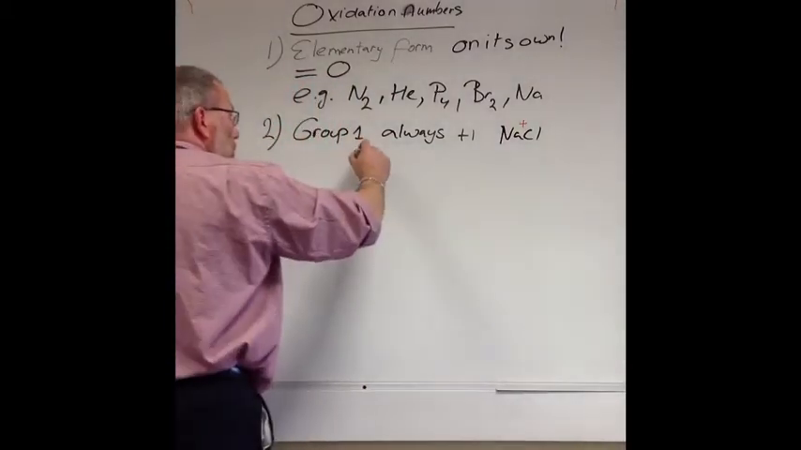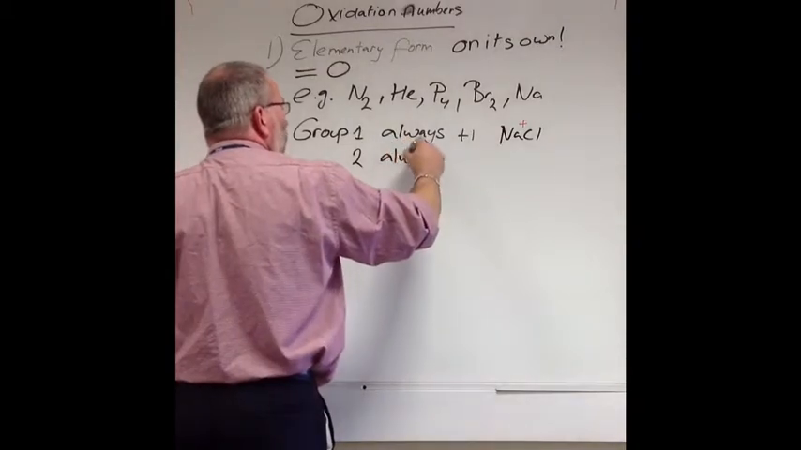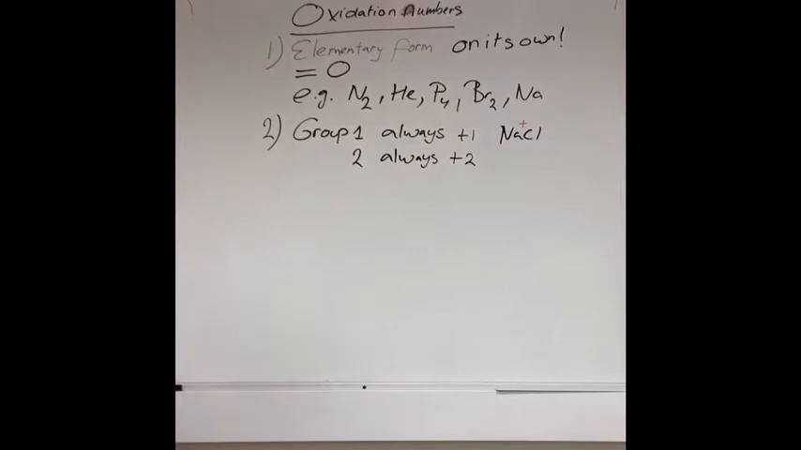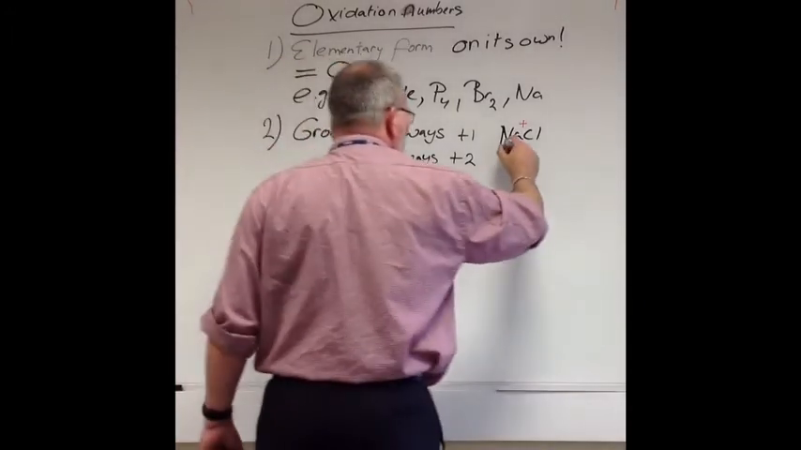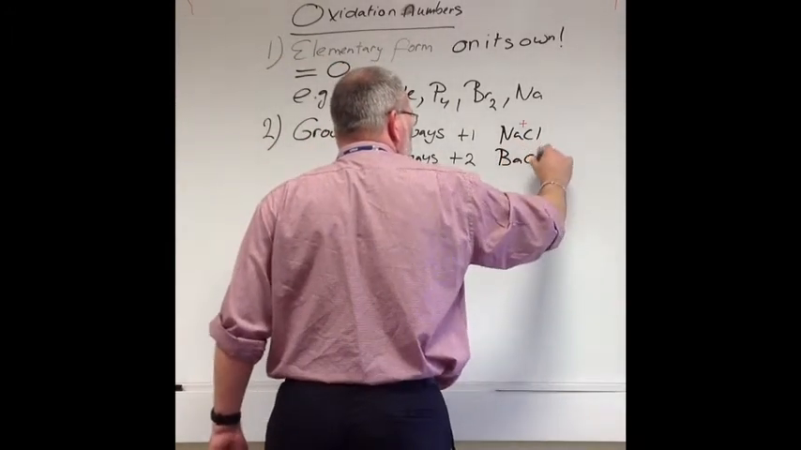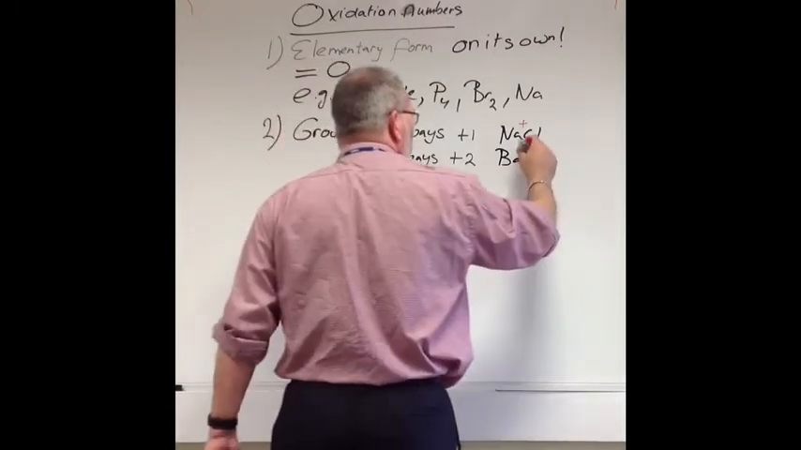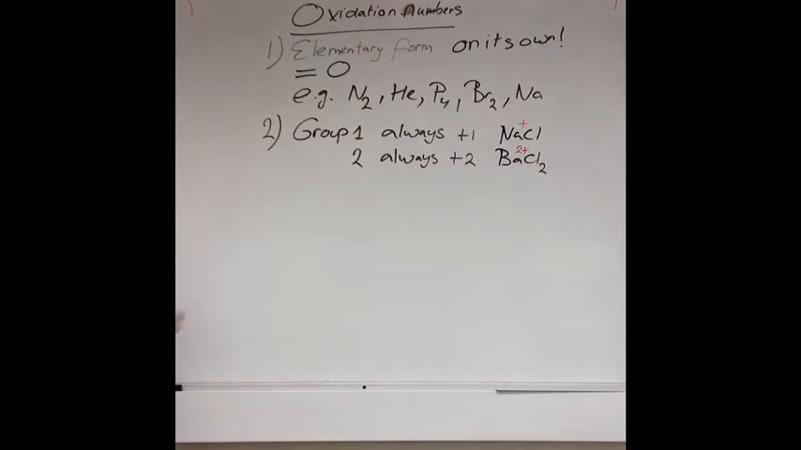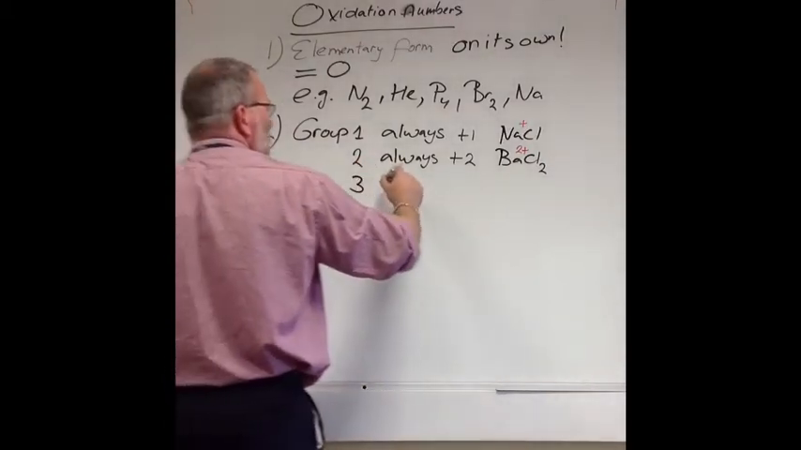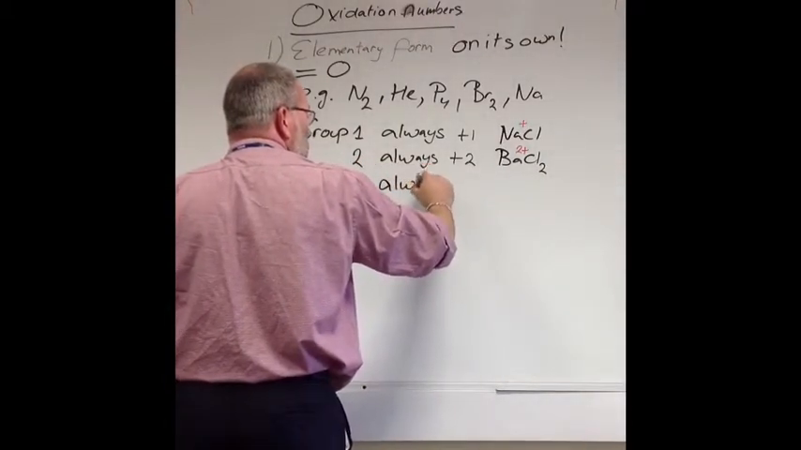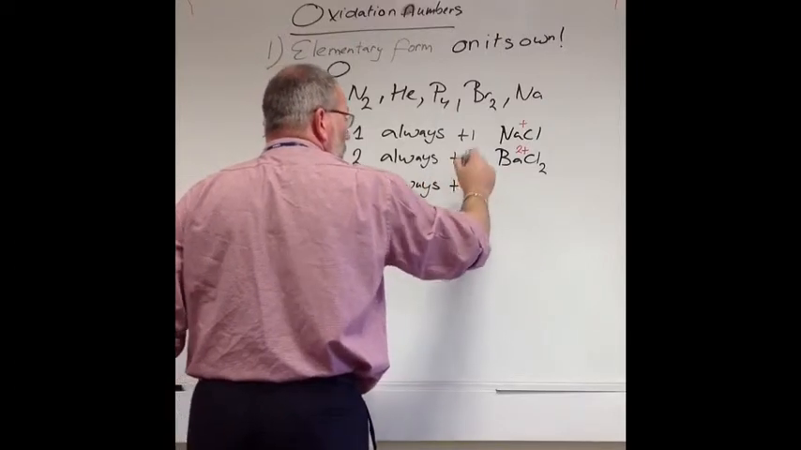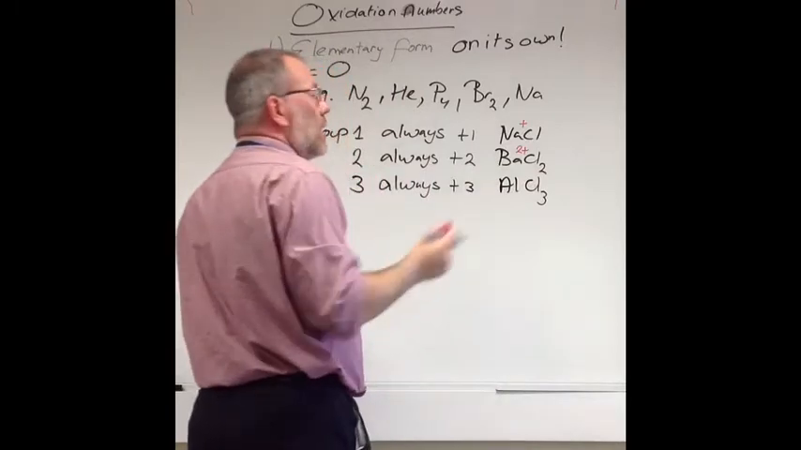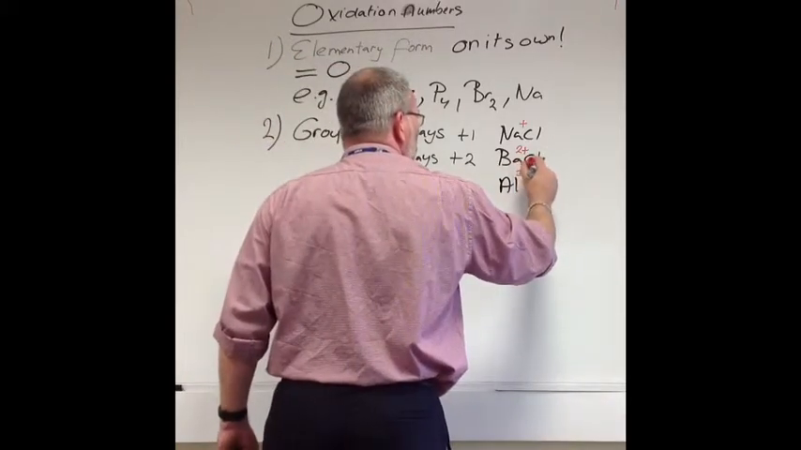Group 2 always +2. If I go for barium chloride, barium will be 2+. Group 3 always +3. Aluminium chloride, aluminium will be 3+.